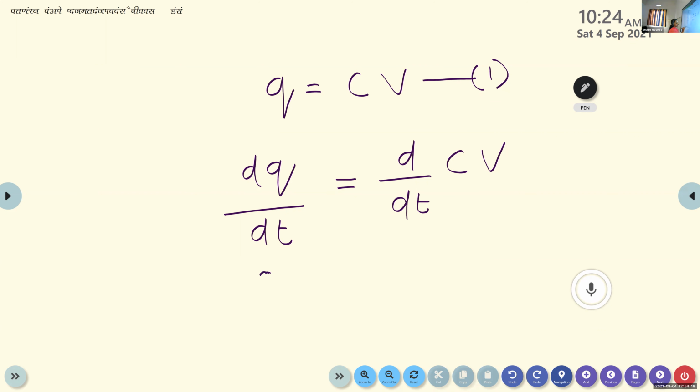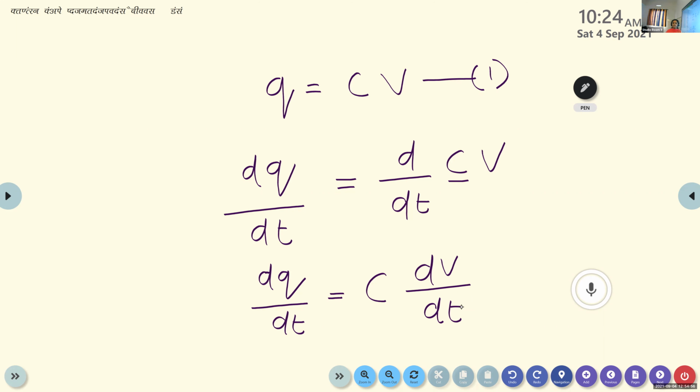Or we can write dq by dt is equal to, here C is the capacitance of the capacitor. It is a constant. We can take it outside. So it becomes C into dV by dt. dq by dt is equal to C into dV by dt. Here Q is the charge, dq by dt means rate of flow of charge, the derivative of charge with respect to time. C is the capacitance and V is the applied voltage.